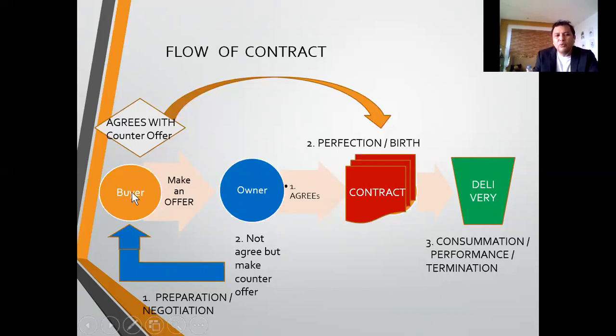In another scenario, when the buyer makes the offer, the owner immediately agrees to the offer. So it gives the perfection or birth of the contract. Diretso na, no? There is no counter offer to talk about. There's a contract already. This is the second stage of the contract, perfection or birth.